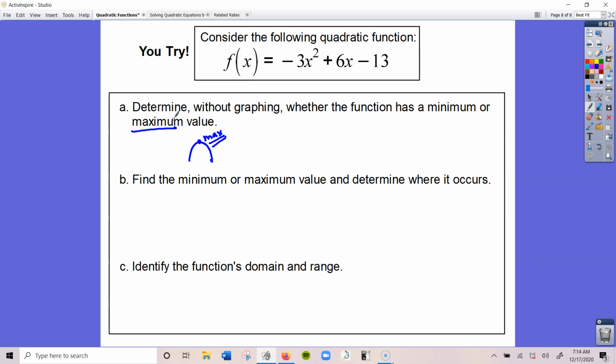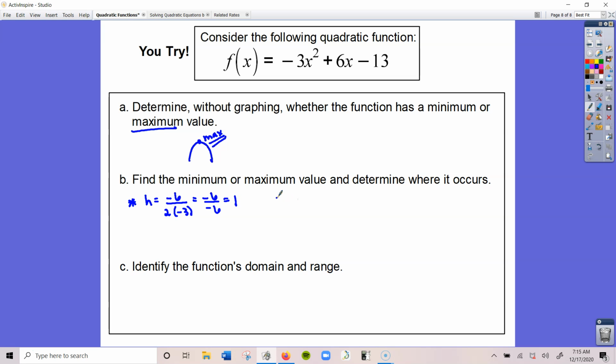Now we're going to find the minimum or maximum value and where it occurs. So remember, this is the vertex. The actual minimum or maximum value is the y, and where it occurs is the x. So we want to write out the entire vertex. So h is going to equal negative b, so negative 6 over 2 times negative 3. Negative 6 divided by negative 6 is equal to a positive 1.